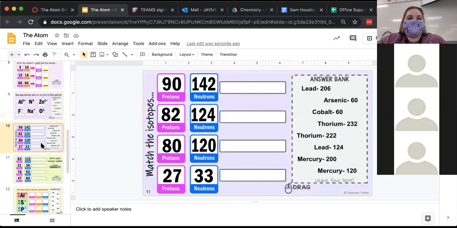Then you have some isotope practice with names. So there's an answer bank over here. And we'll talk about, when we go through the notes and the examples, how we figure out which name would be what, okay? Because you add these two together to get the mass of the isotope, and then that's what's in the name.